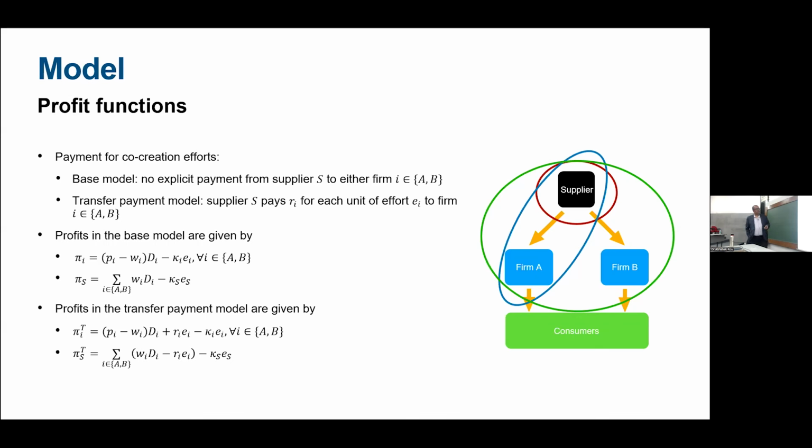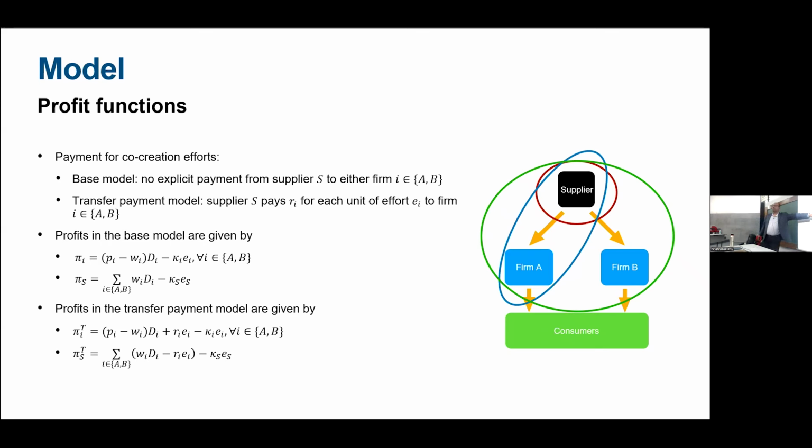The different profit functions are where the transfer payment comes into the picture. One is how much money each of the firms makes. They sell their product at price P_i. They buy the components at wholesale price W_i. That's the net margin. Their respective demand is D_i, so that's the net revenue. I'm taking away the marginal cost of production, etc. You can add those things, but that's not the feature of this project.